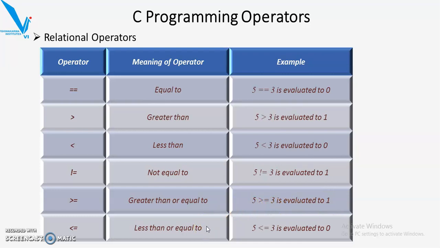Next is the less than or equal to operator. In this, it checks if the value of the left operand is less than or equal to the value of the right operand. If yes, then the condition becomes true. But in this case, as the value of the left operand is greater than the value of the right operand, it gives the value 0 at the output.